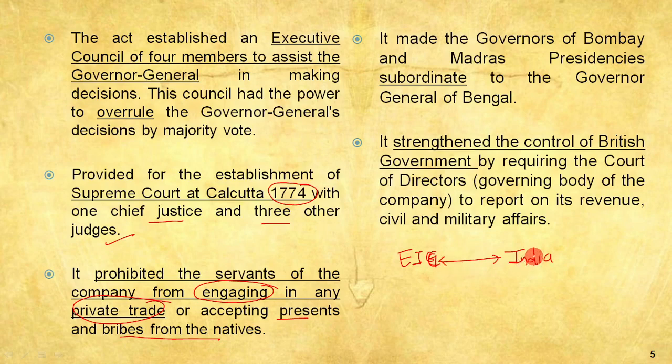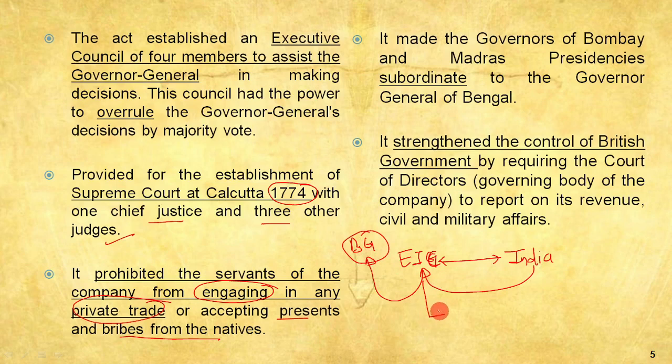Whatever the trade which was done by the East India Company was receiving money, and the profit was shared with the British government in Britain. The profit earned by the East India Company is shared.